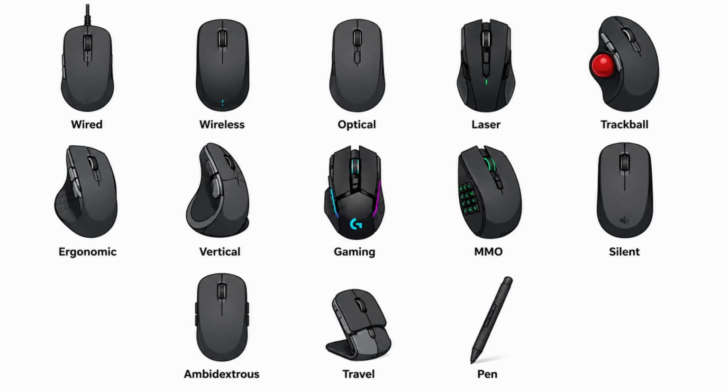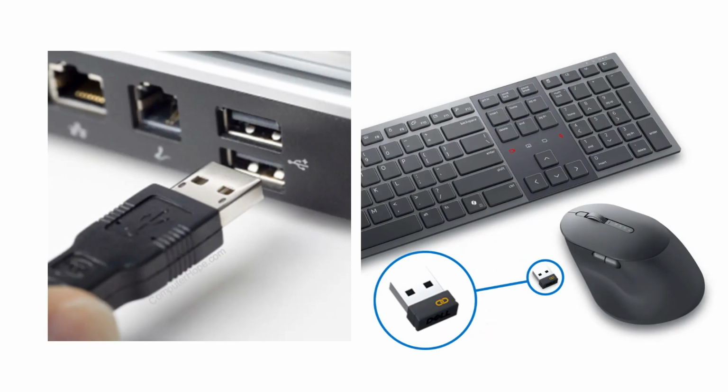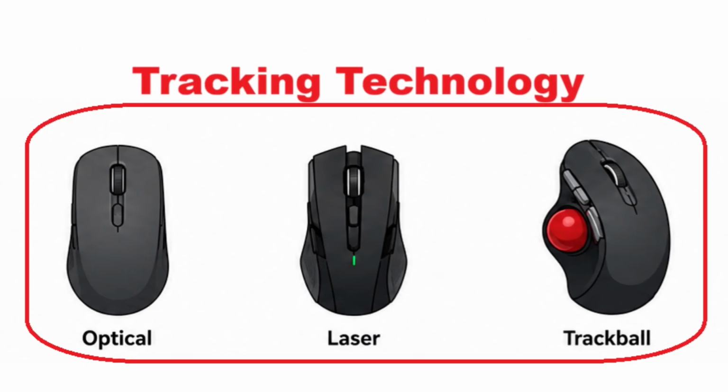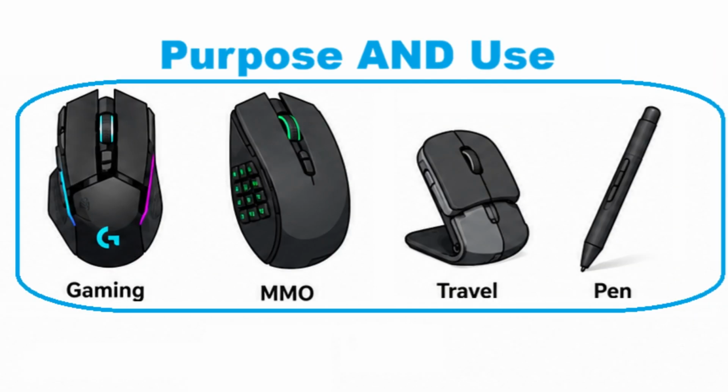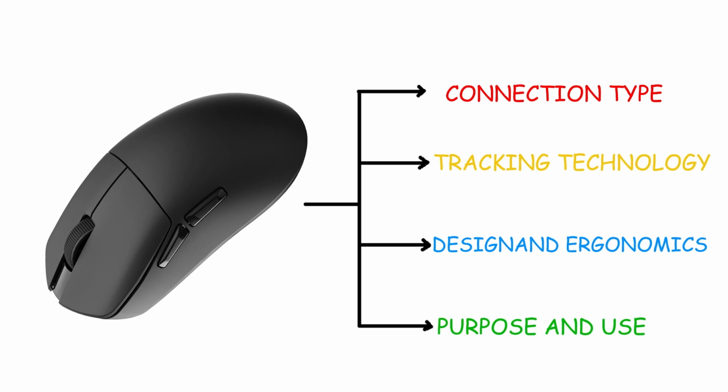Types of computer mice. Computer mice can be classified in different ways. Some are categorized by how they connect to a computer, while others are classified by how they track movement, their shape, or their intended use. This means a single mouse can belong to several categories at the same time.